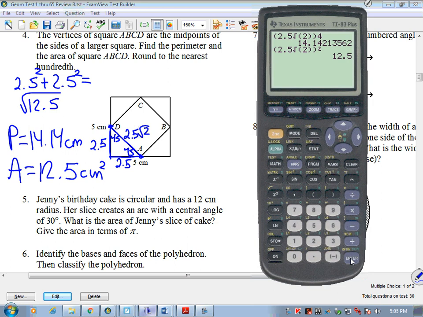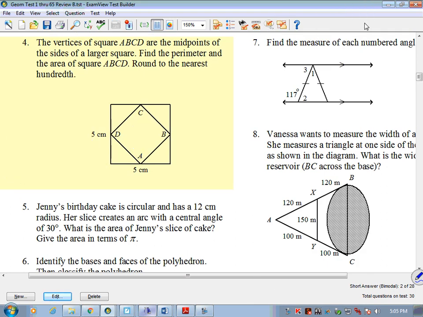Again, we have to have the work. Okay, so if you plug something in your calculator, tell me what you plugged in there.